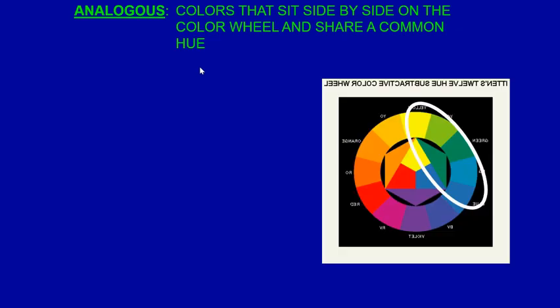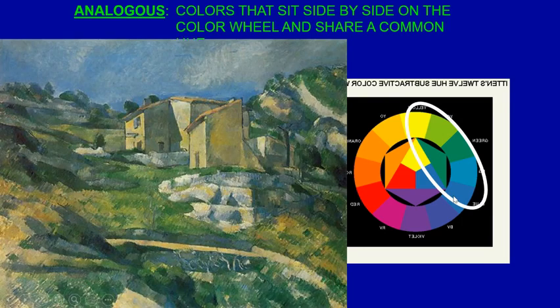And analogous colors are colors that sit side by side on the color wheel and share a common hue. So if you look at a color wheel, if you have a bunch of colors on one side, those are analogous to each other. That means they are next to each other. So this Cezanne painting.